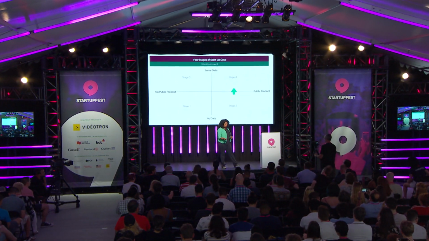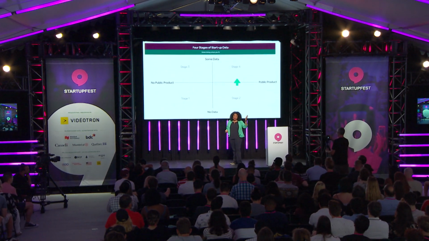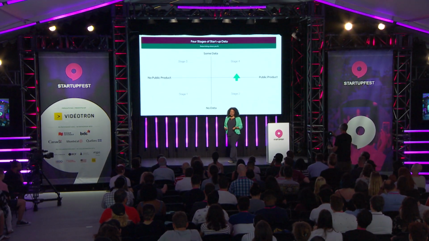And so now you get to stage 4. Stage 4 is where you really want to be. You have some data, and you have a public product. So you're golden, right? Most startups I see are here, and this is probably 60 to 70% of the angel investments that I do. They have architected for some amount of data, and they do have a public product.